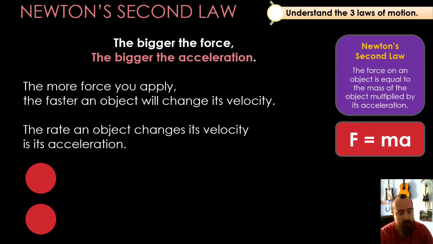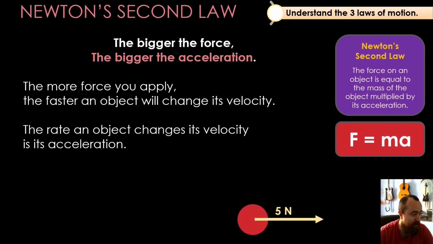So let's apply a force of 10 newtons to that top ball and a force of 5 newtons to the bottom ball. Remember, these balls here, they're the same size, so we're going to assume that they're the same mass as well. So big force to the top one, small force to the bottom one. They should both accelerate, but with different accelerations.